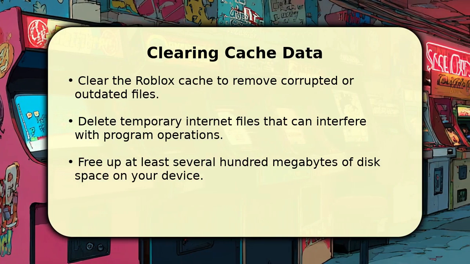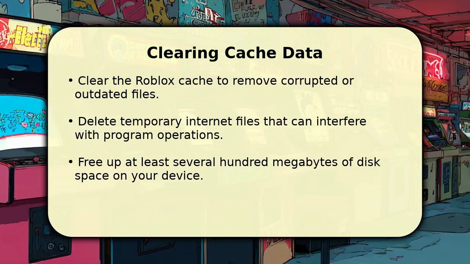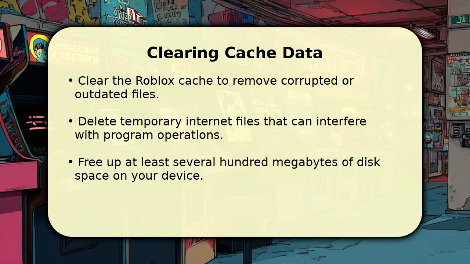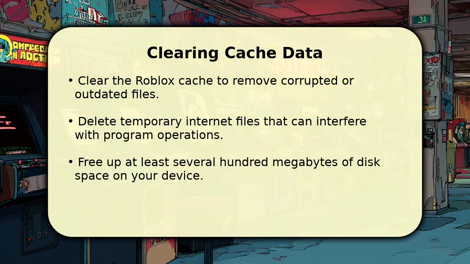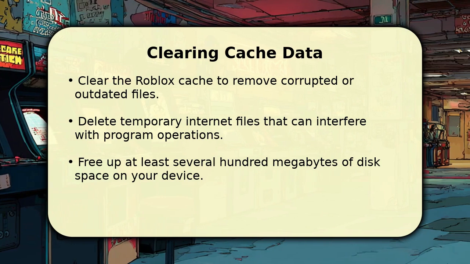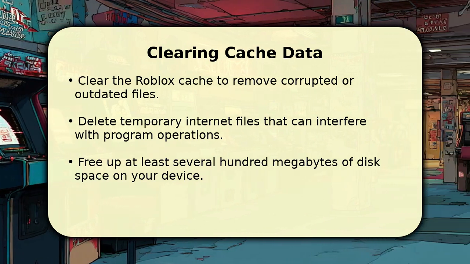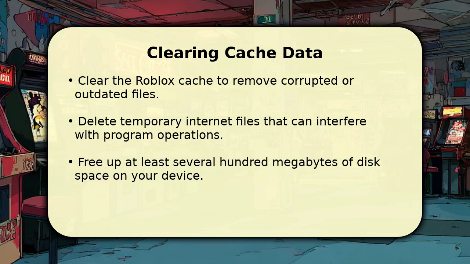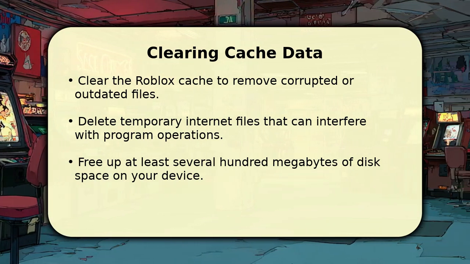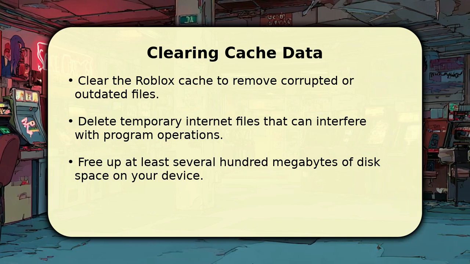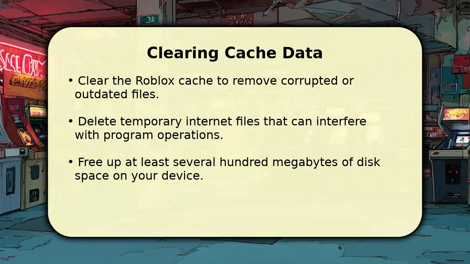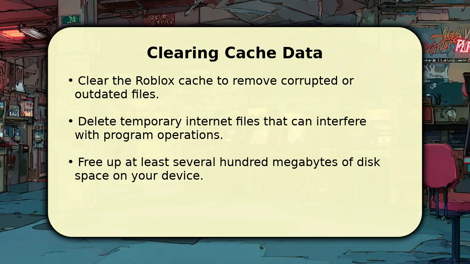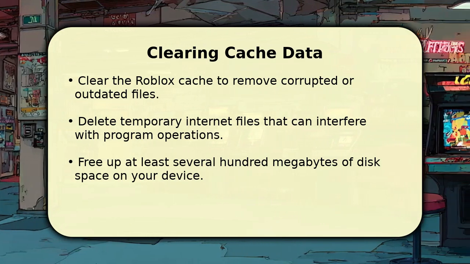Outdated or corrupted cache files can often prevent Roblox from updating correctly. You can clear the Roblox cache by navigating to your app data folder and deleting its contents. Additionally, delete any temporary internet files on your computer. These files can accumulate and interfere with program operations, so regularly clearing them can improve performance and update success. Freeing up several hundred megabytes of space ensures there is ample room for new updates.